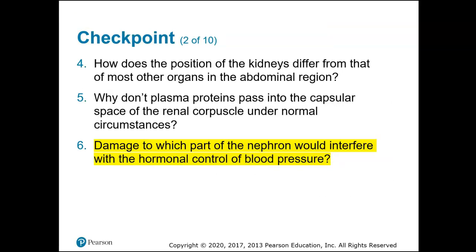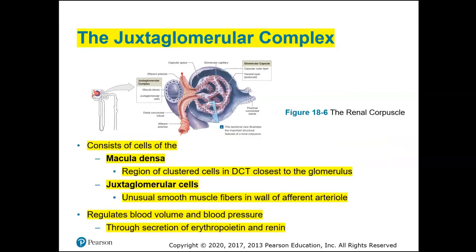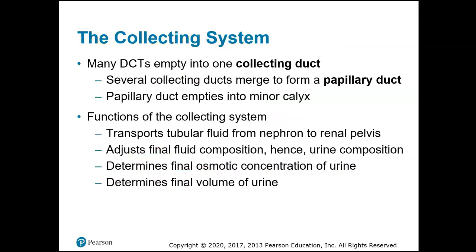Damage to which part of the nephron would interfere with the hormonal control of blood pressure? Well, I mean, the DCT, because ADH acts on the DCT to create a larger volume of urine, to cause you to keep a larger volume of fluid in your urine, so you urinate more, basically. So I guess that would be the DCT. Yeah, it'd be the DCT.